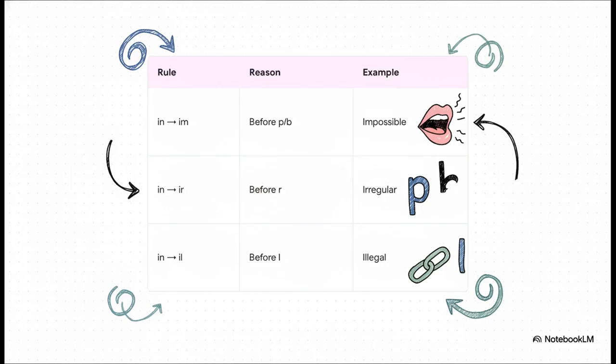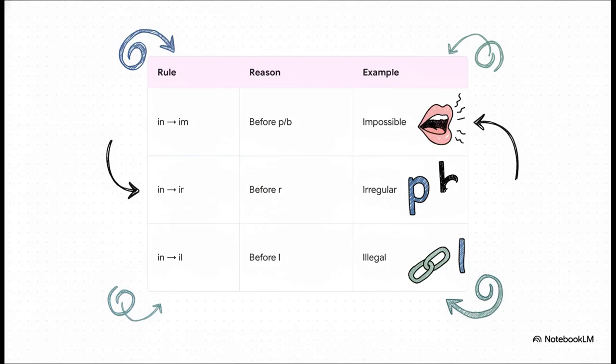For instance, the negative prefix in, meaning not, literally changes to im when it hits a root starting with a P or a B. That's exactly why we spell it impossible, not inpossible. Try saying impossible really fast right now. See, your lips naturally close to make an M sound.